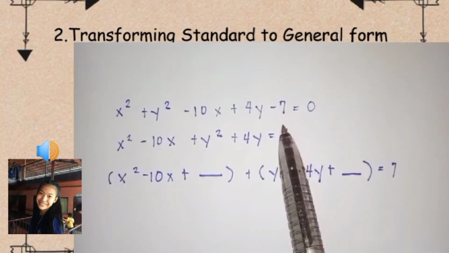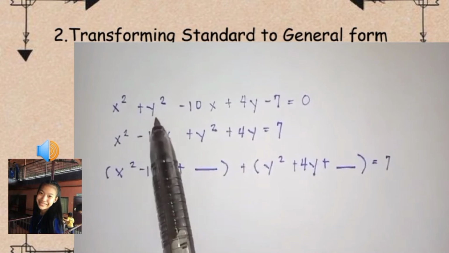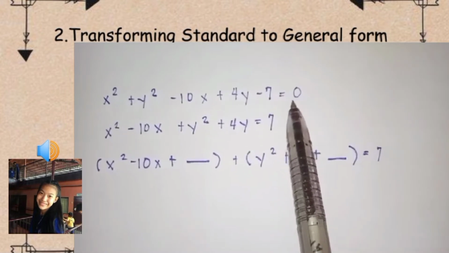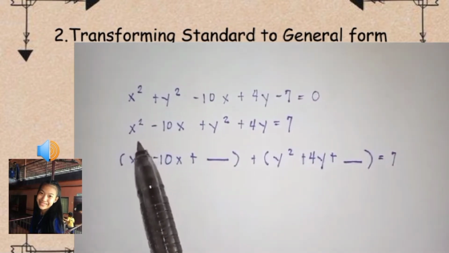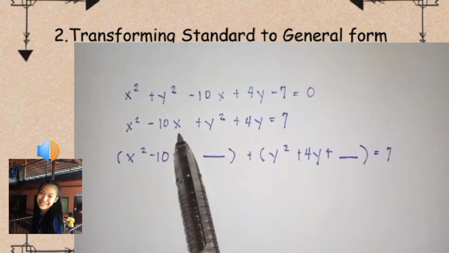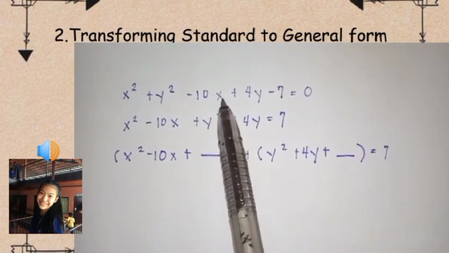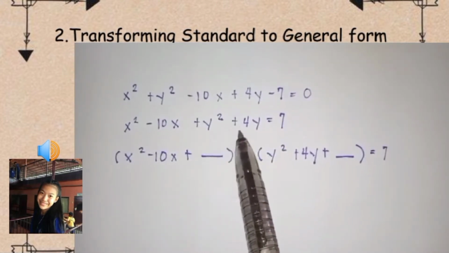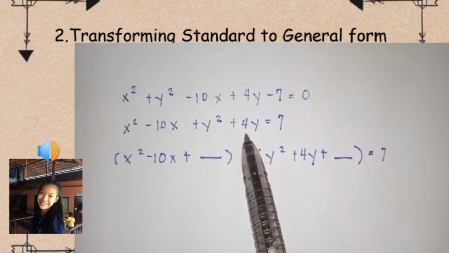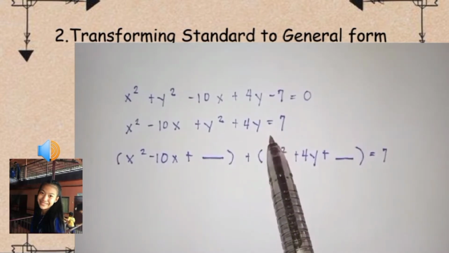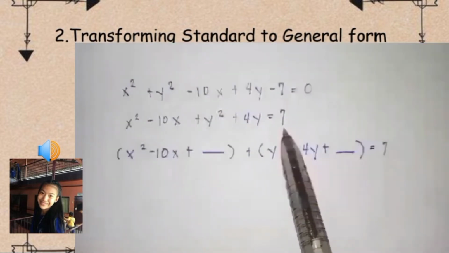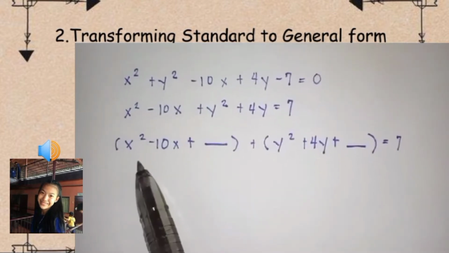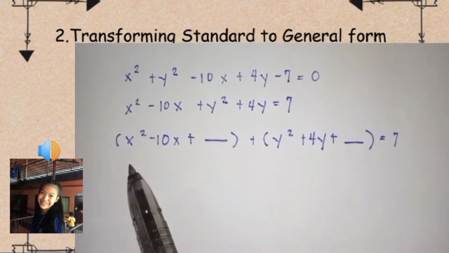First, we arrange the given: x squared plus y squared minus 10x plus 4y minus 7 is equal to 0. Rearrange it so we have x squared minus 10x, and x and y must be written beside each other, plus y squared plus 4y. Using the addition property, the minus 7 will become positive 7. Now regroup, and make the expression a perfect square trinomial.